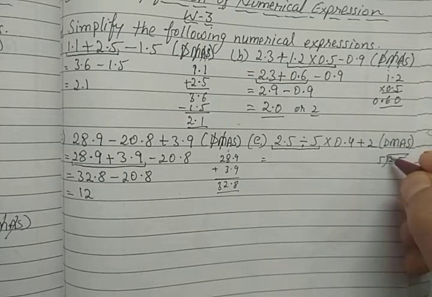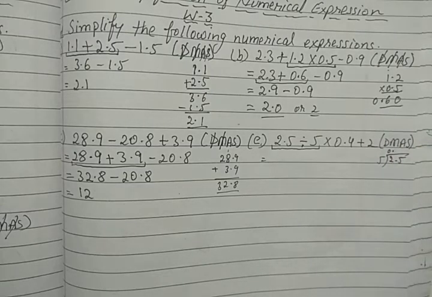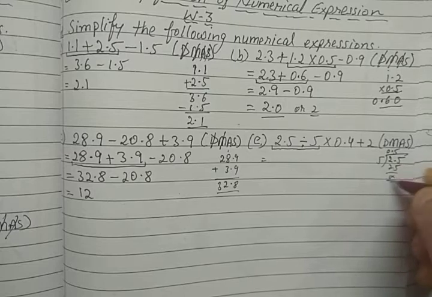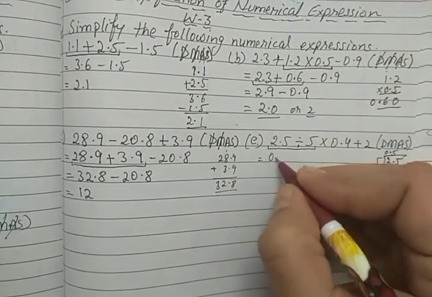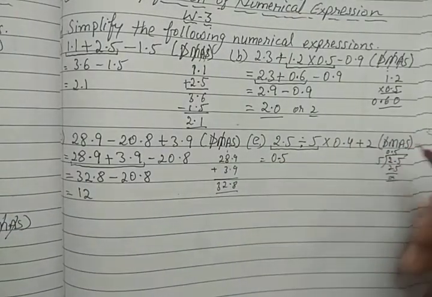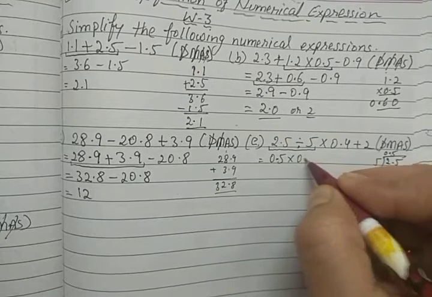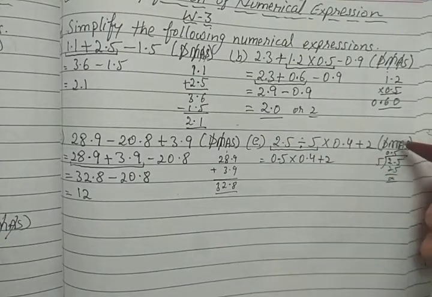We will first remove this decimal by writing it here, point. Now we will ignore this decimal. 5 5s are 25. So what is the answer? 0.5. Right. So we have done the division. Write the other numbers. Now the next step is multiplication.